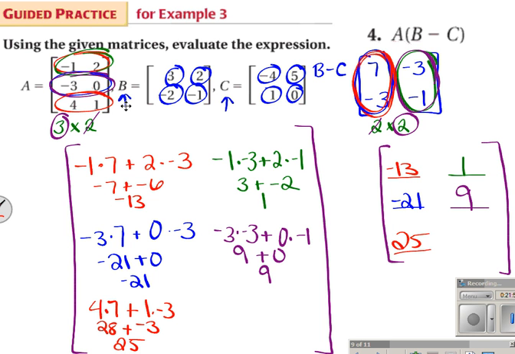And our last element is located in row 3, column 2. So I'm multiplying row 3 by column 2. So 4 times negative 3 plus 1 times negative 1, which is negative 12, plus negative 1, which is negative 13. Okay? So again, we had another 3 by 2 matrix multiplication.